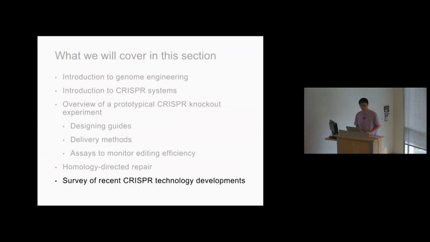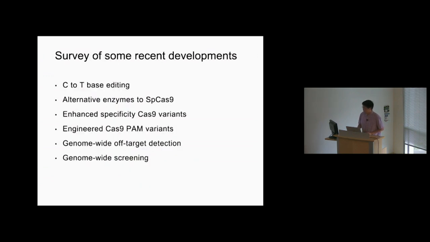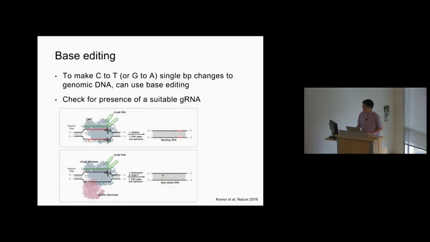So I'd like to survey some recent developments in CRISPR technology. For HR, it's still quite a laborious process to create a new clone. But a very elegant strategy developed by Dr. David Liu here at the Broad, as well as other groups around the world, is called base editing. With this strategy, you can actually change a C to T directly without using HR and without creating a double-stranded break in the genome.